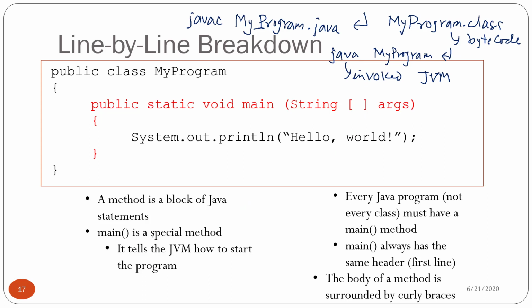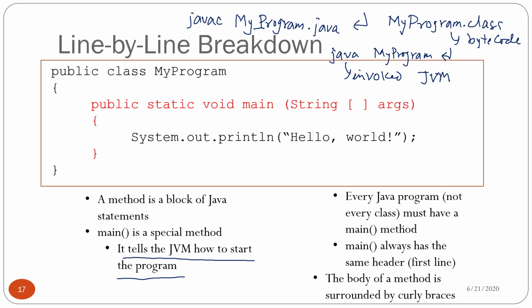So main is a special method. It tells the JVM how to start the program. If you don't have a main method in your program, you might get an error that the main method was missing. Every Java program, not every class, must have a main method. For the simple examples that we'll be doing initially, maybe for a week at least, we will have just one class. When we learn about object-oriented programming, then you'll be working with more than one class.